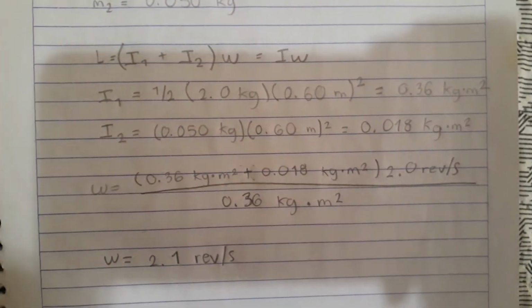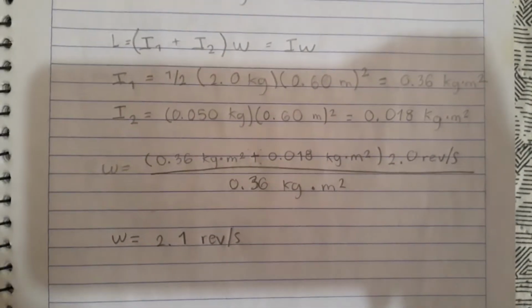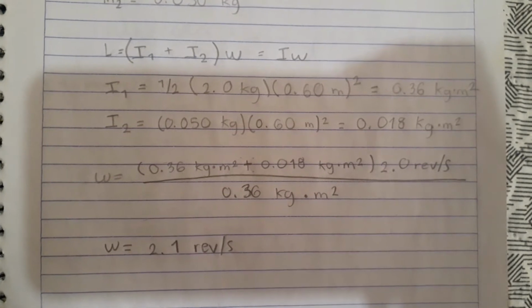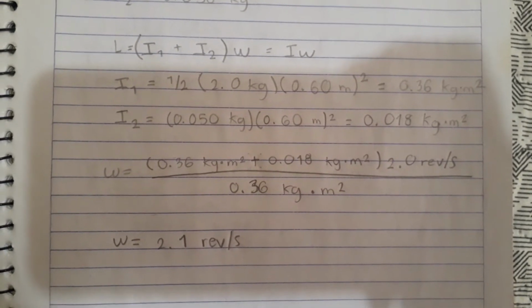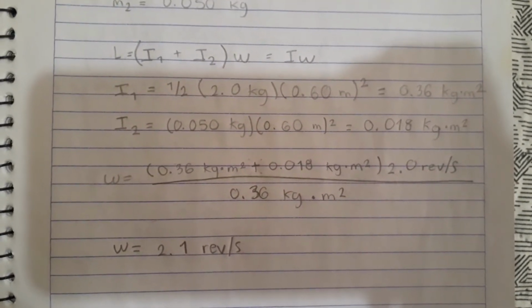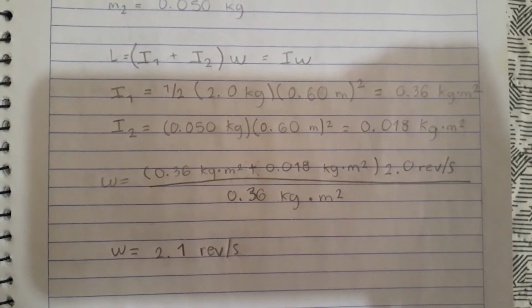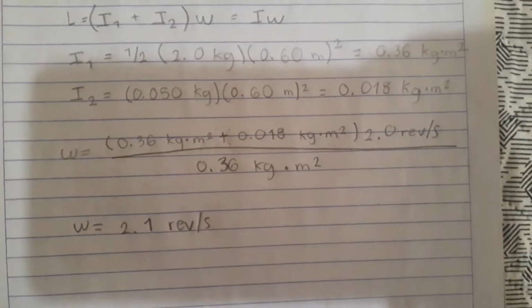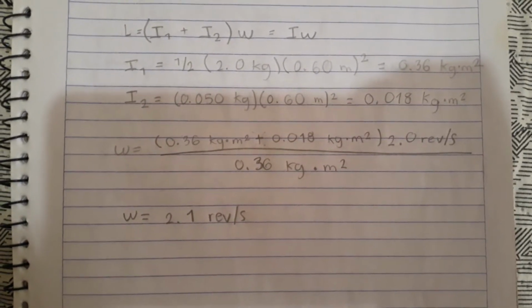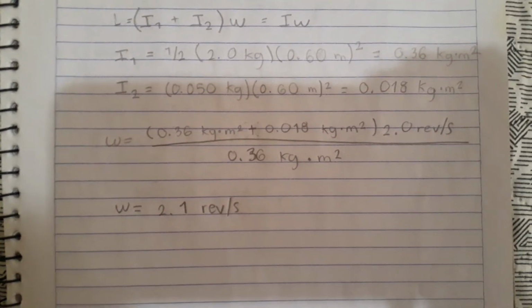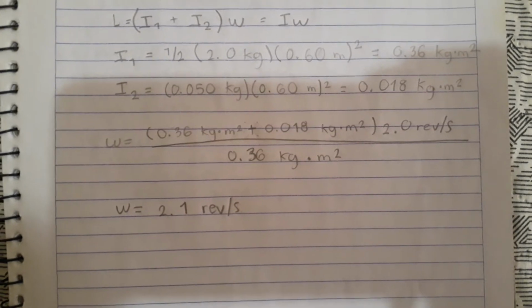And to find angular momentum, we use the formula L equals impulse, since we have two objects, we use impulse 1 plus impulse 2 times angular speed, which will be exactly the total amount of impulse times angular speed. To find impulse 1, we use the formula half mass times radius squared, which will give us 0.36 kilograms times meter squared.